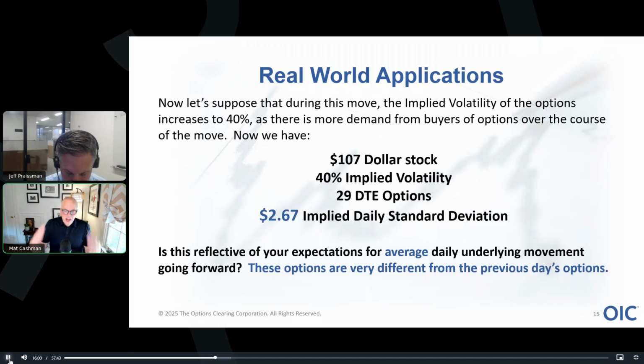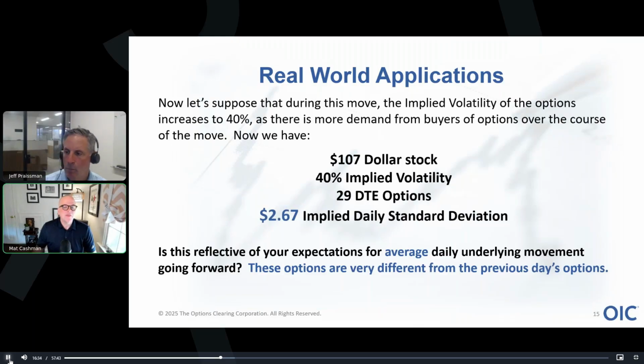These options are very, very different from yesterday's options on a 20 vol. And I want you to think about this in terms of, if I'm a market maker and this stock is trading 107, it's a huge difference to expect $2.67 of movement out of it on a daily basis than it is $1.25 on a daily basis on that 20 vol. Is that reflective of what you think as far as the options are going to do going forward? Because that's really what you're dealing with now.